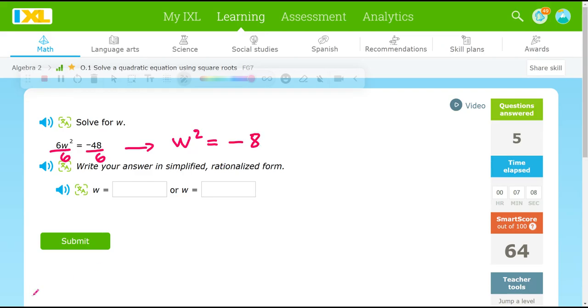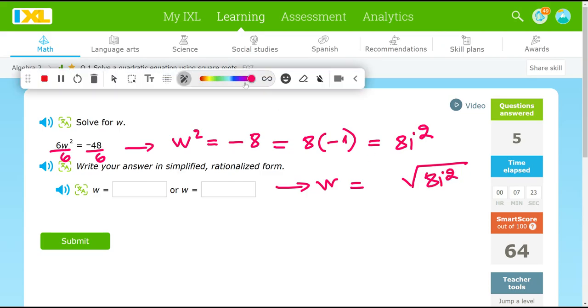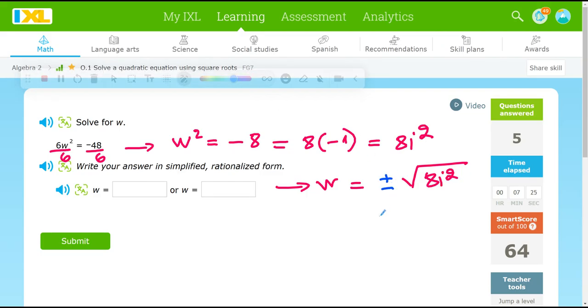Now you're ready to solve. Negative 8 equals 8 times negative 1, and negative 1 you substitute by i squared. So now you solve for w. You take the square root of 8i squared. Again, do not forget plus and minus. Number 8 is not a perfect square, but you can find a perfect square inside number 8, because you know 8 equals 4 times 2.